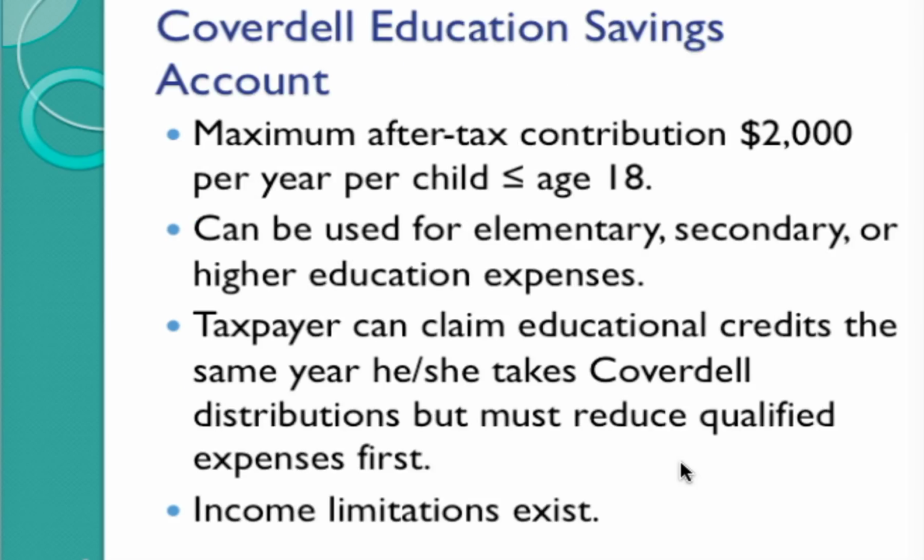The Coverdell Education Savings Account, you can basically establish this in someone else's name if you want. It doesn't have to be a relative. But the maximum amount that you're able to contribute is $2,000 per year per child, and it has to be a child that's under the age of 18.